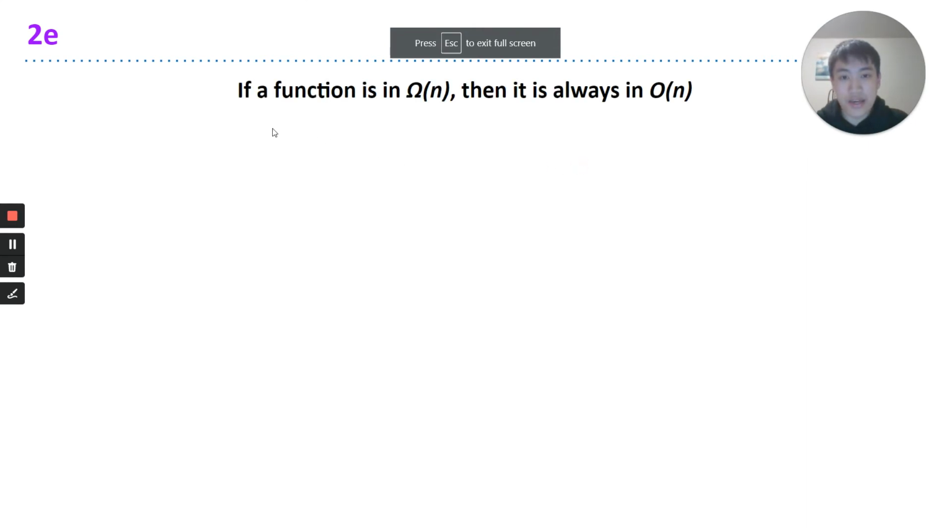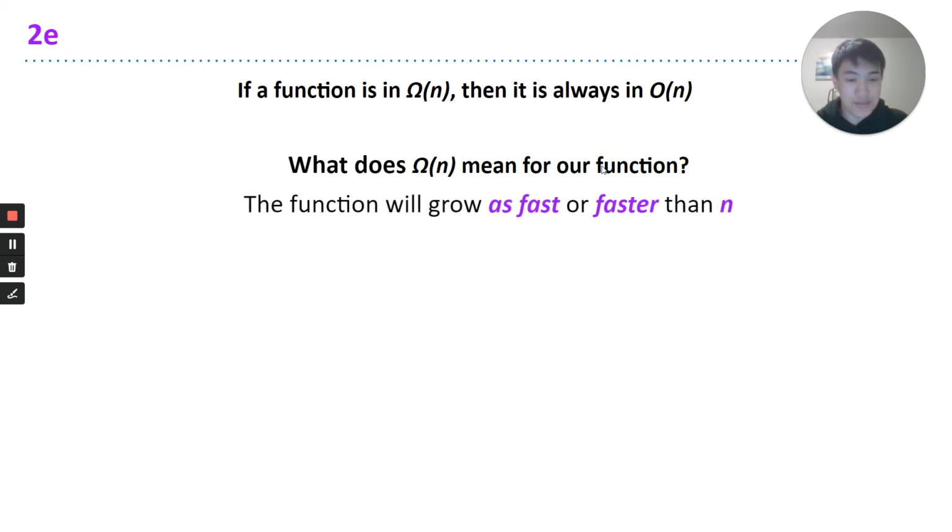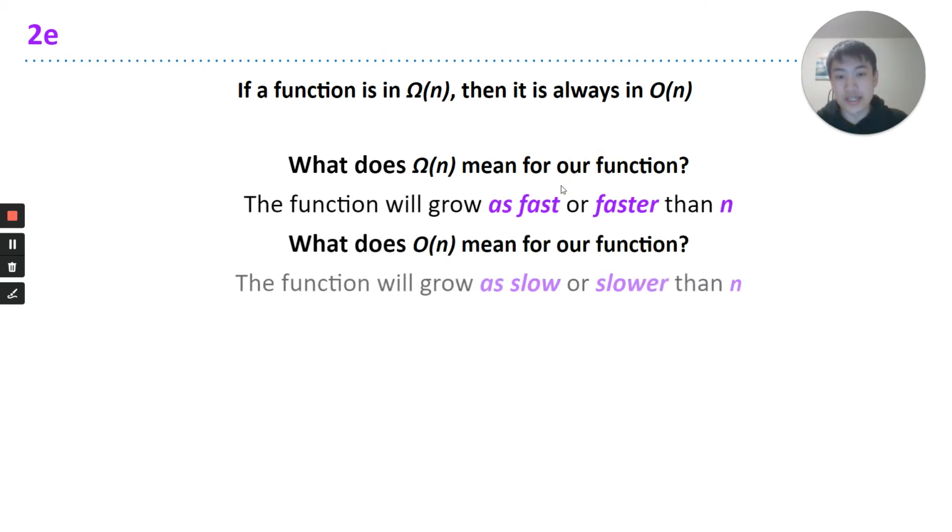Next would be: if a function is in big omega, it is always big O. So what does big omega of n mean? The function goes at least as fast as n, and big O means it goes as slow as n, right? So if we find a function that is in big omega of n but not in big O of n, it means that this one is false.